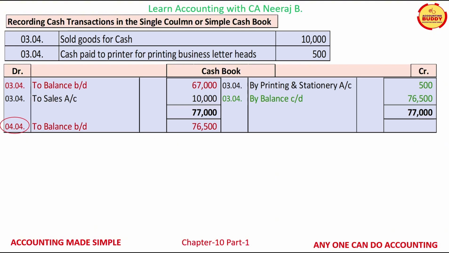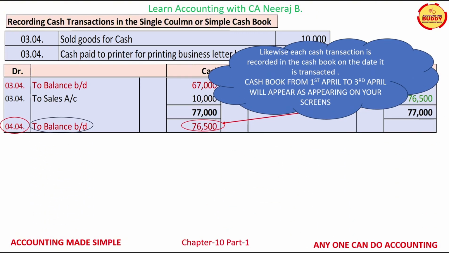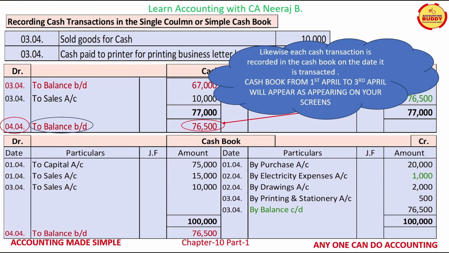Now on 4th of April, the closing balance of $76,500 of the previous day, that is 3rd of April, will be written on the left hand debit side of the cash account by writing the words to balance brought down. Likewise, each cash transaction is recorded in the cash book on the date on which it is transacted. Cash book from 1st April to 3rd of April will look like as appearing on your screen.